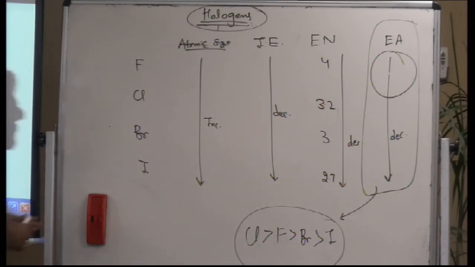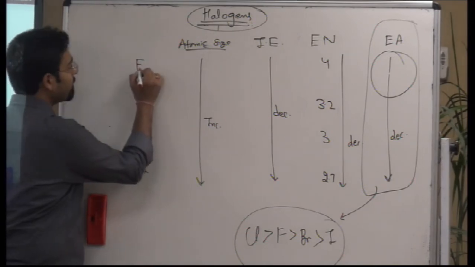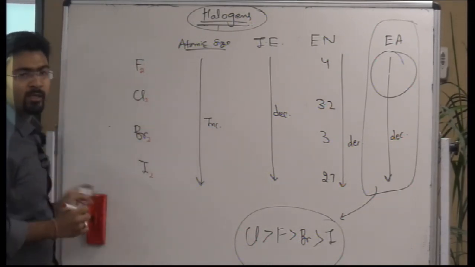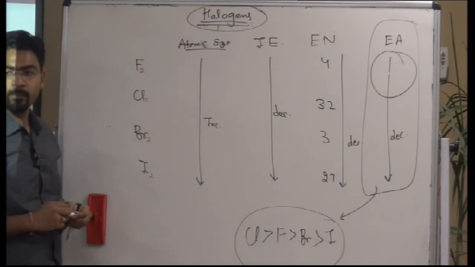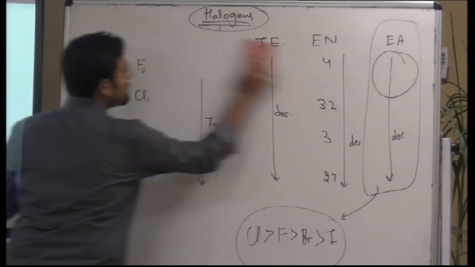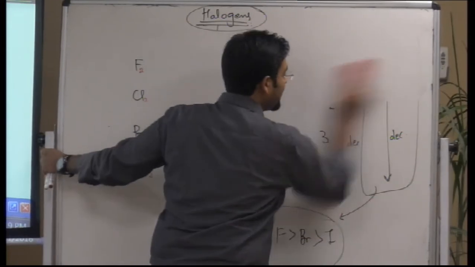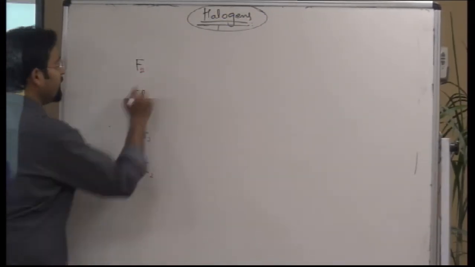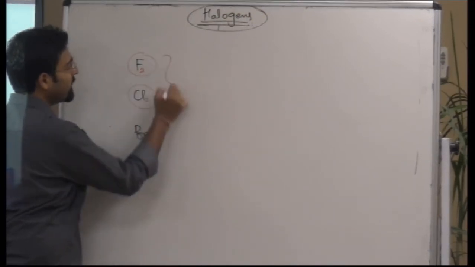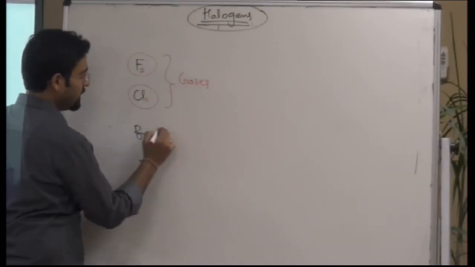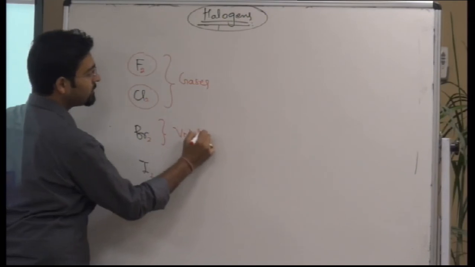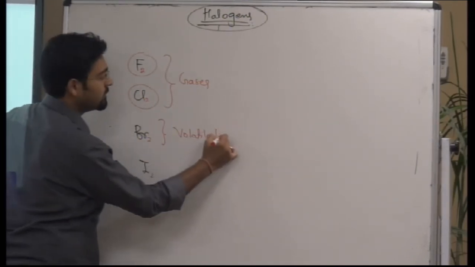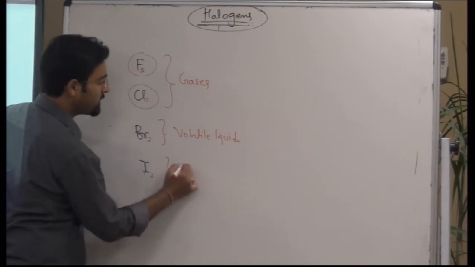Done? Now let's talk about their elemental form. So they exist in the diatomic molecular form F2, Cl2, Br2 and I2. So here we have some interesting properties. In case of F2 and Cl2, both of them are gases at room temperature. Br2 is a volatile liquid. Can you see if I write in red color? And I2 is a volatile solid.